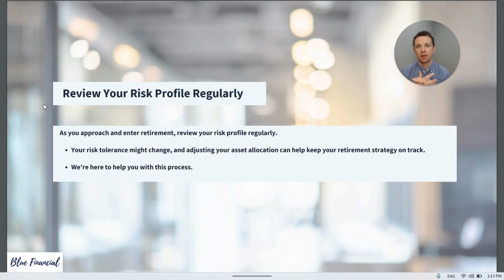Now someone's risk profile is never the same throughout their life journey. It may change, so it's always a good thing to review your risk profile and adjust it accordingly. And that's part of our service.